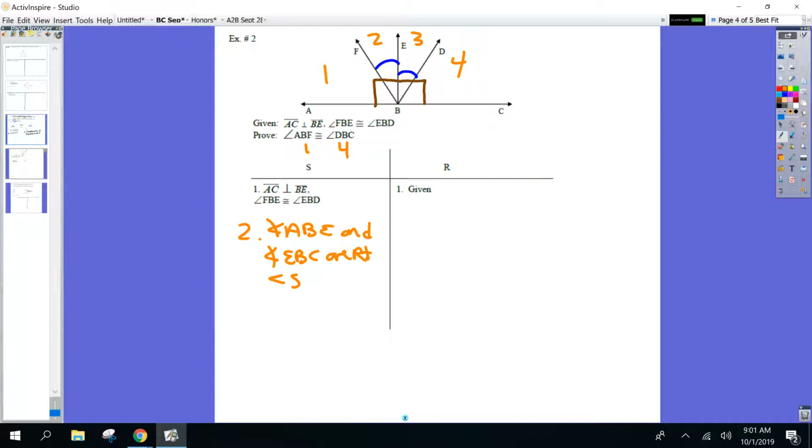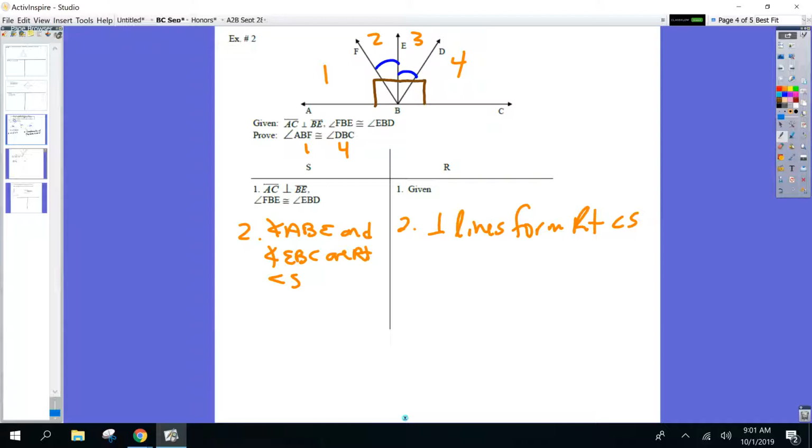Definition of perpendicular lines. I wrote that perpendicular lines form right angles, but I'll accept both. Okay, now you've got right angles. Now you can tell me, what other type of angles do you have now?